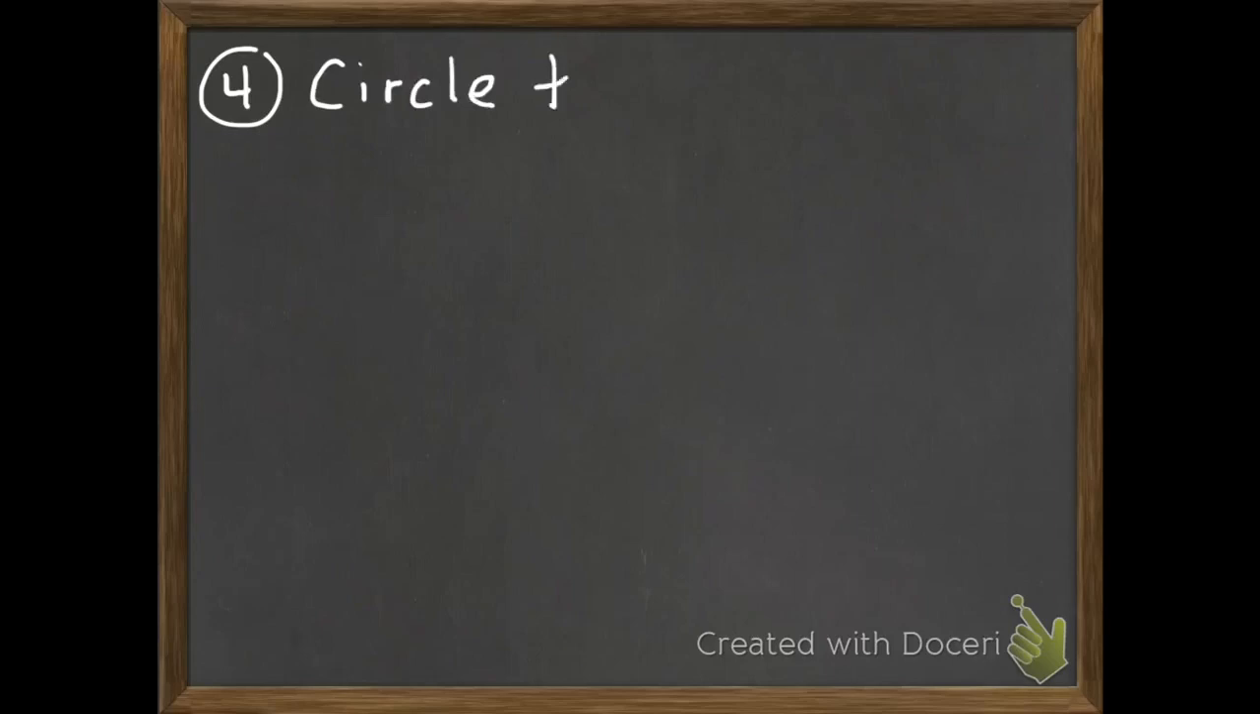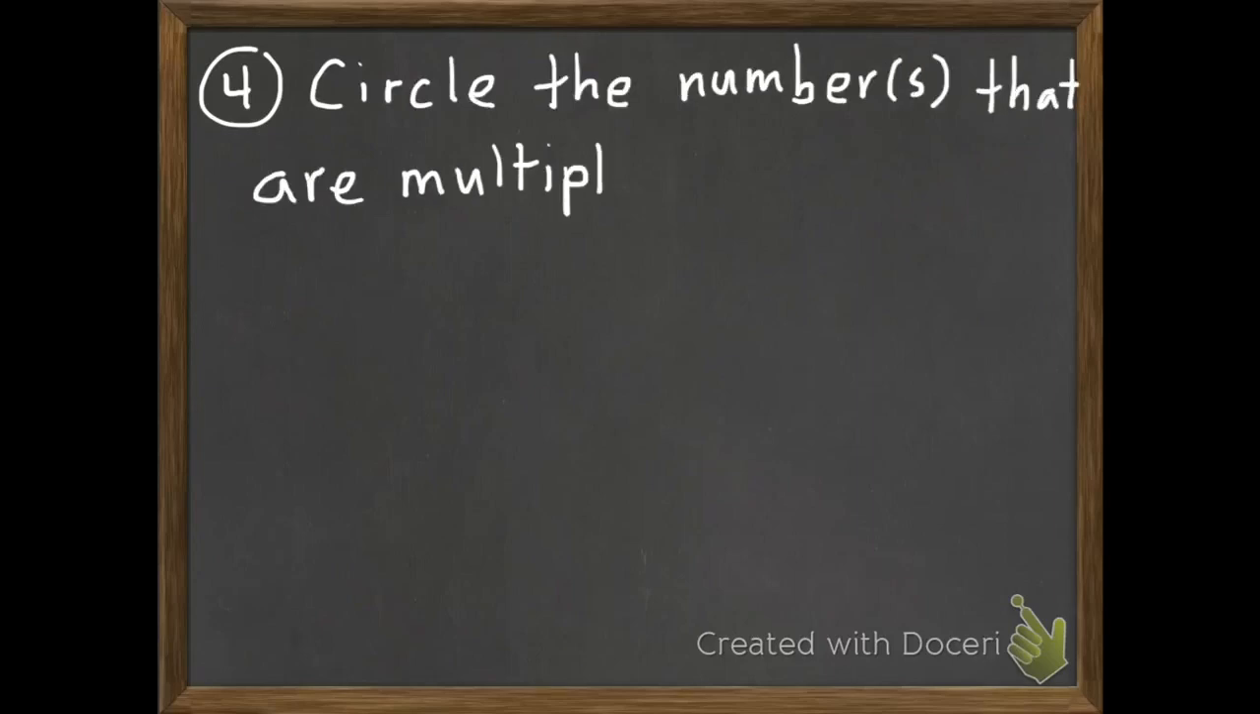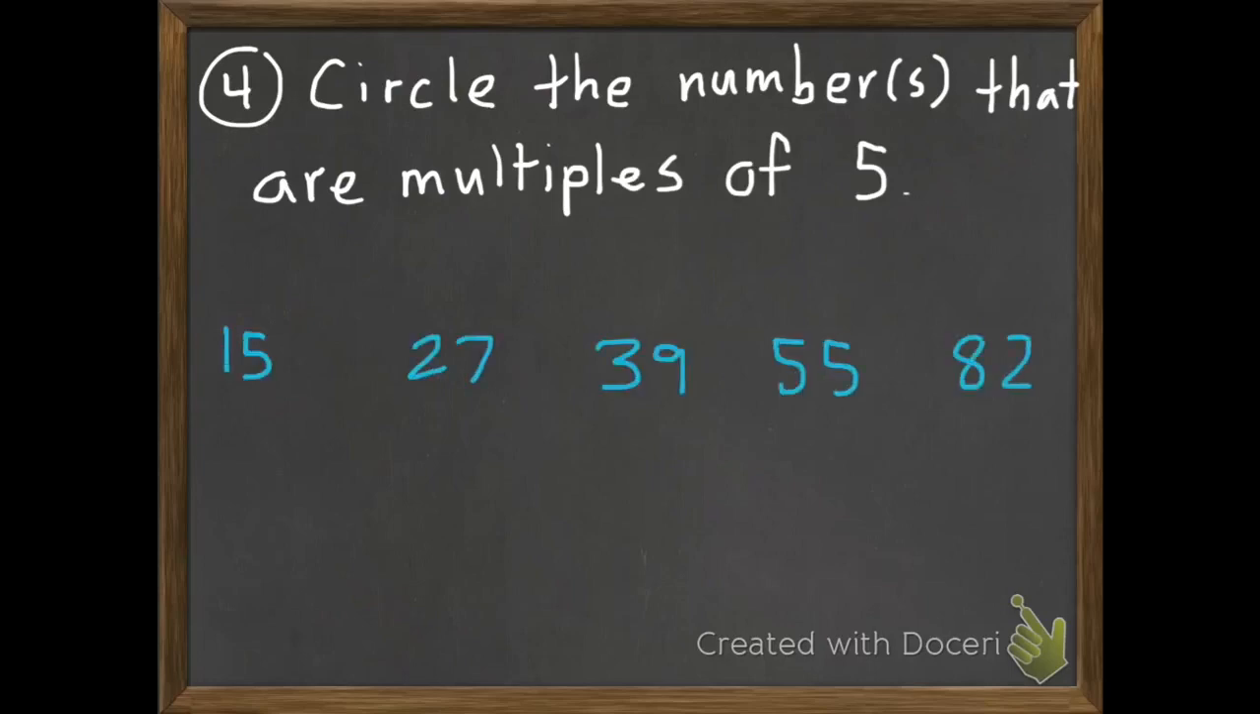And your fourth problem says circle the number or numbers that are multiples of 5. So here's your 5 numbers. Circle any of them that are multiples of 5. Bring these to class tomorrow and have a wonderful day.